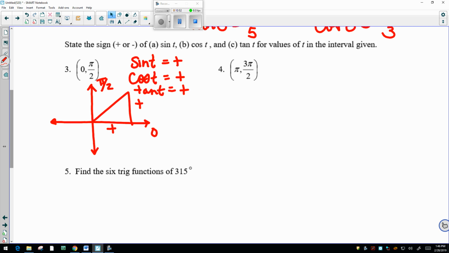Everything's going to give us a positive. Okay. Slightly different when we get to this one now. So they're saying between pi, which is 180, and 3 pi over 2, which is our 270. Okay, so now if I were to make a triangle out of this, if I were to think, well, what if I had some sort of a triangle down here?